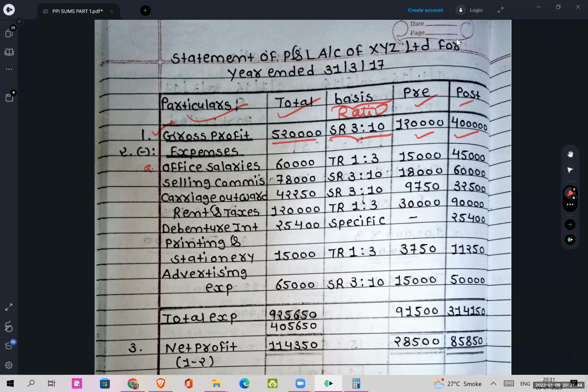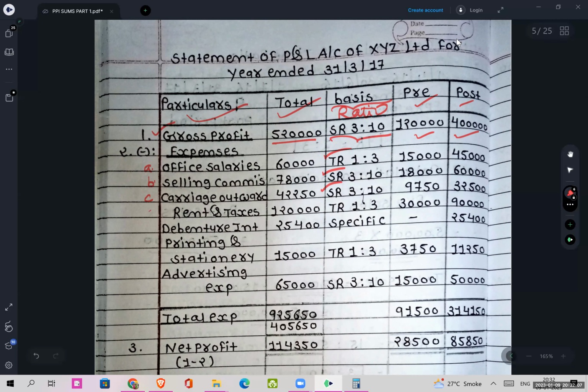Okay. This will go in which ratio? Time ratio. Then next I have selling commission. So with the word selling, it is understood that it will go in sales ratio. So 3:10. Then next, carriage outward. Carriage outward is paid on finished goods. That means it is a part of sales. तो sales ratio पे जाएगा.